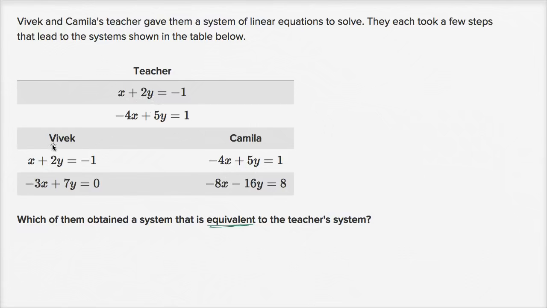So first, let's look at Vivek. His first equation is actually unchanged from the teacher's equation. So any solution that meets both of these equations is for sure going to meet this top equation, because it's literally the same as the top equation of the teacher, so that works out. Now let's look at the second one. The second equation is definitely a different equation over here.